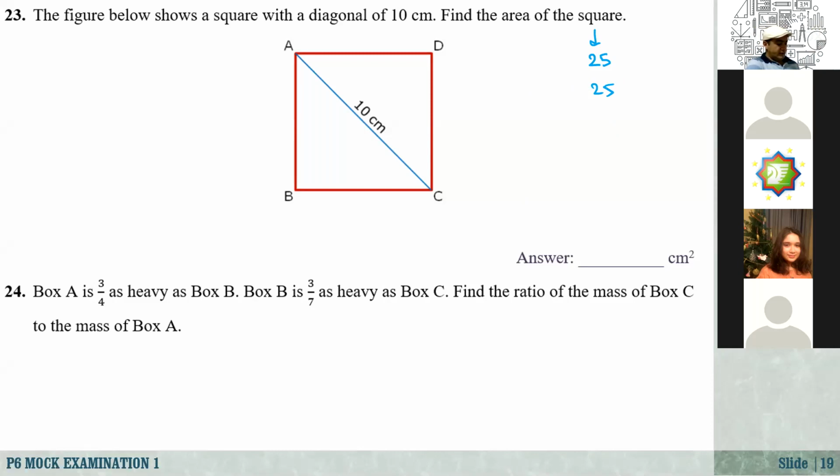Yes, this is 50. 50 centimeters square. Yeah. I assume 25 is the correct answer. How did you get it? Can you tell me how?